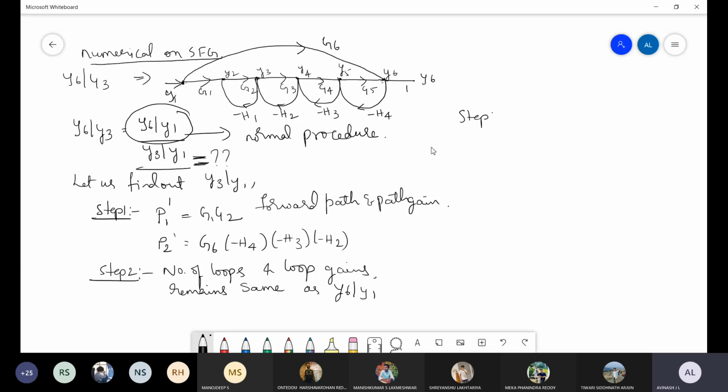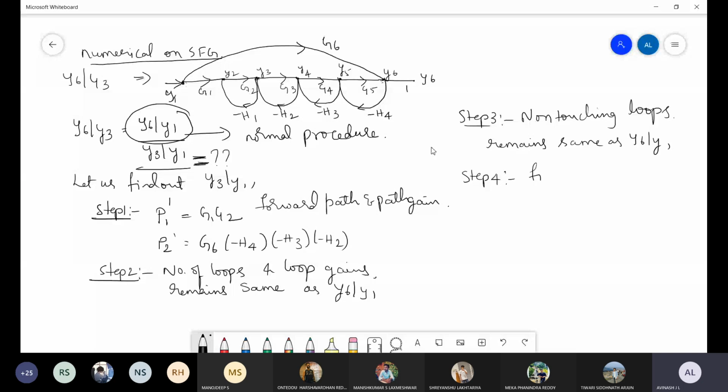Correct? Step 3, non-touching loops. Here also remains same. Why? Because when the loops are remaining same, non-touching loops also remains same as y6 by y1. So now once it is remaining same with respect to the y6 by y1, that is number of loops and loop gains and non-touching loops, next, we will find out the delta. Step number 4.